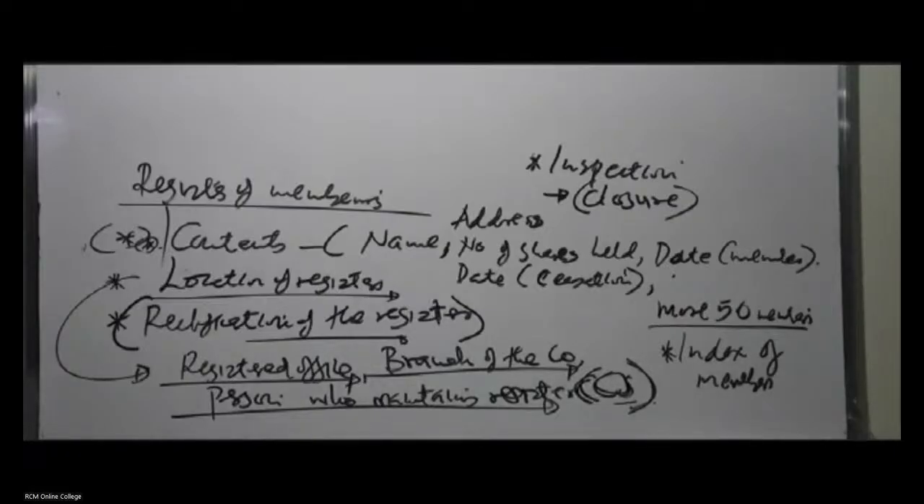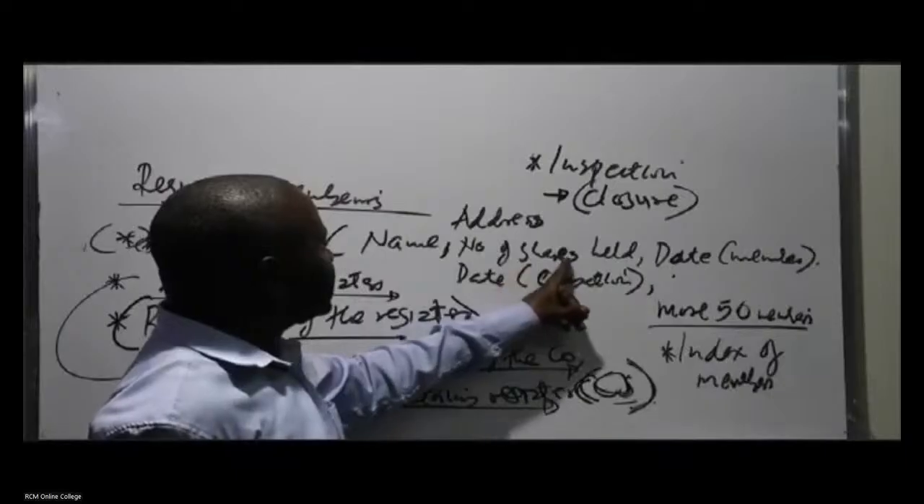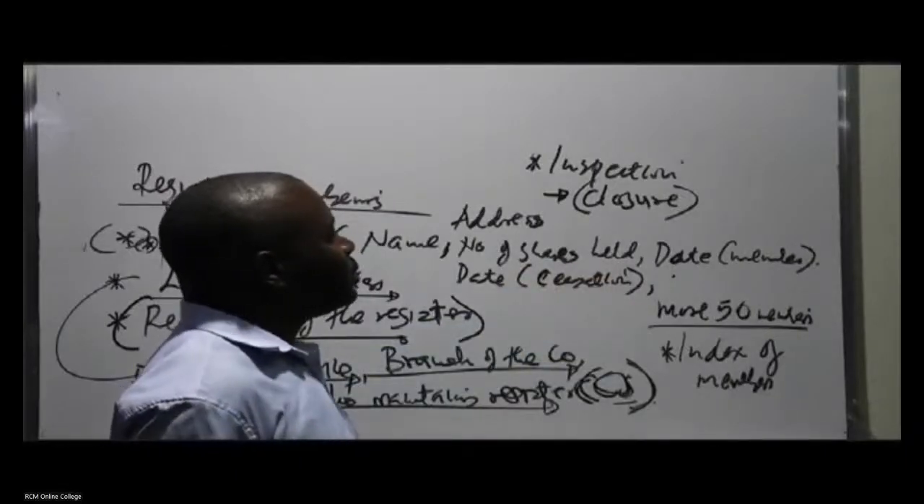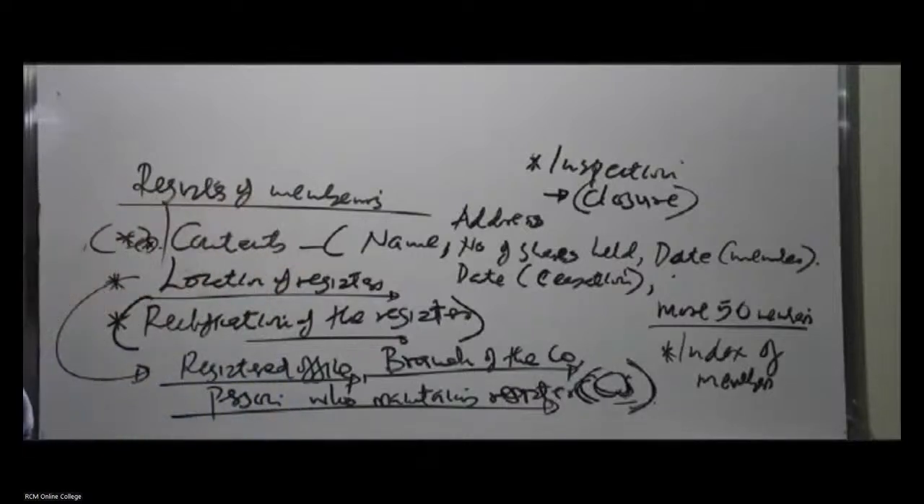What of the number of shares? We've already indicated that: the number of shares held by the member. So if it happens, it's a company limited by what? By shares. It is a company limited by shares.